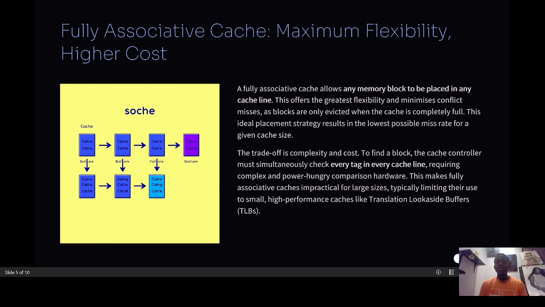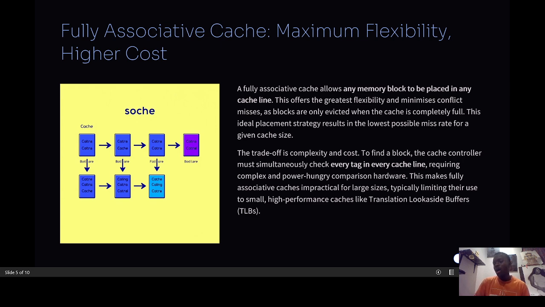The trade-off is complexity and cost. To find a block, the cache controller must simultaneously check every tag in every cache line, requiring complex and power-hungry comparison hardware. This makes fully associative cache impractical for larger sizes, typically limiting its use to small, high-performance caches like the translation lookaside buffer.